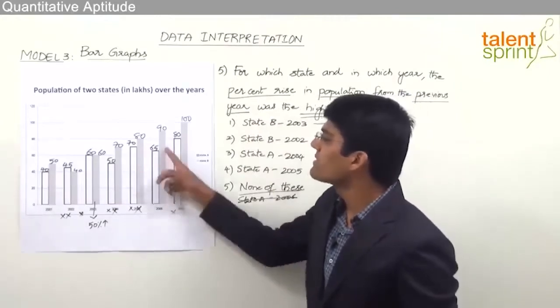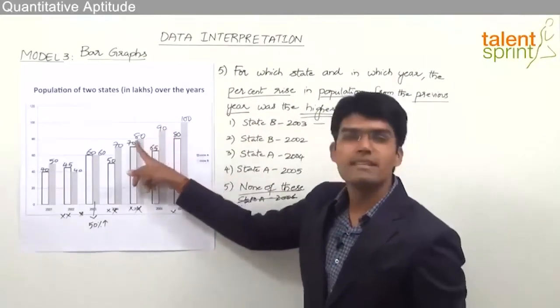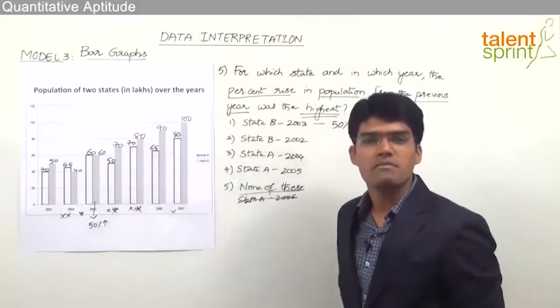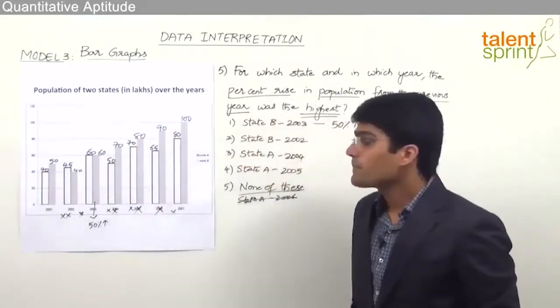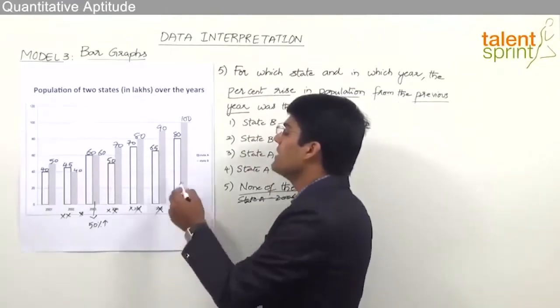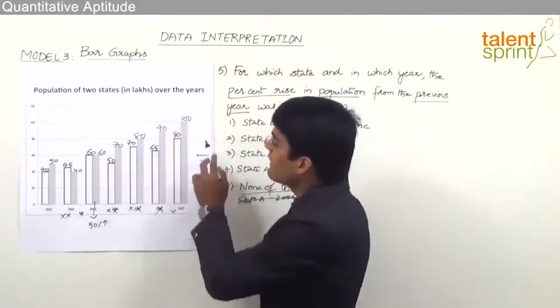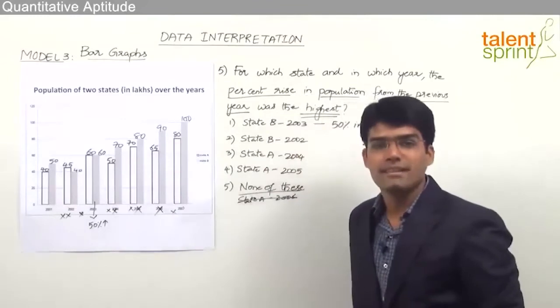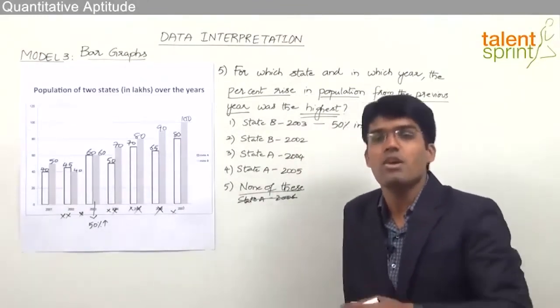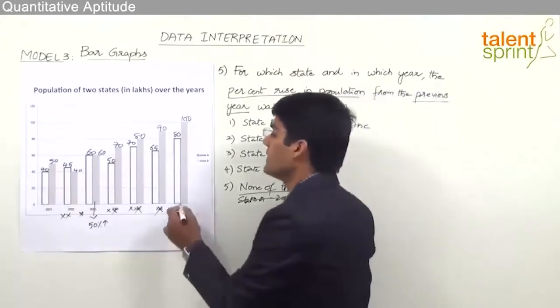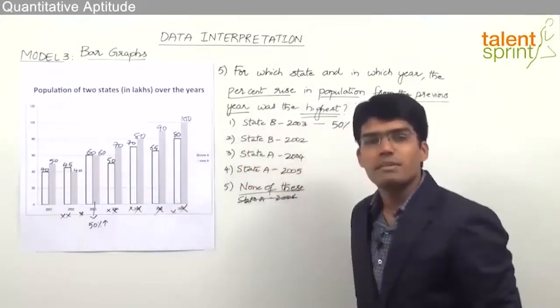Then state B in 2006, 90. Previous year, 80. 80 becoming 90 cannot be a 50% rise. So even state B in 2006 is cancelled. And the last here is state B in 2007, that is 100. With respect to the previous year, it was 90. So 90 is becoming 100. Again, a very small change. It cannot be a 50% change or more than 50% change. So even 2007, state B is cancelled.